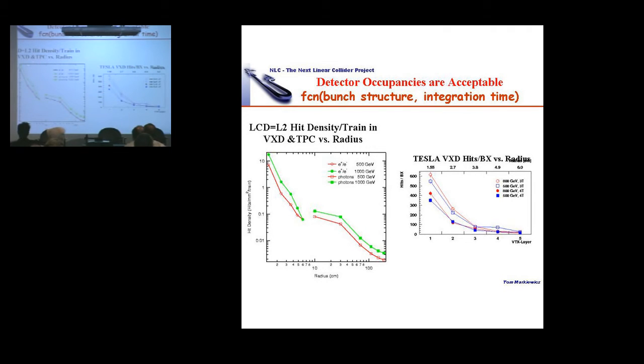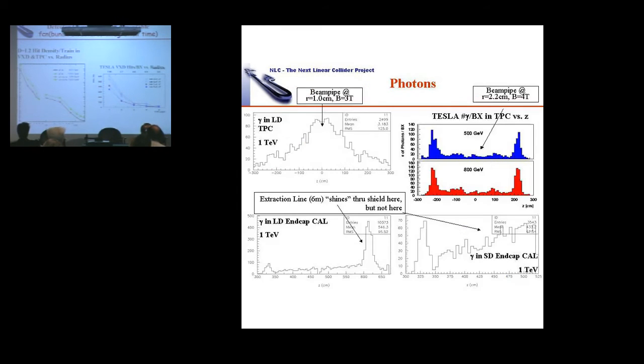So charged particle hits per bunch fall off very rapidly with radius. Let's just leave it at that. I've got numbers that are easier to see on another slide. This is for NLC on this side, for the large detector at the 3 Tesla field. And here it is for Tesla.